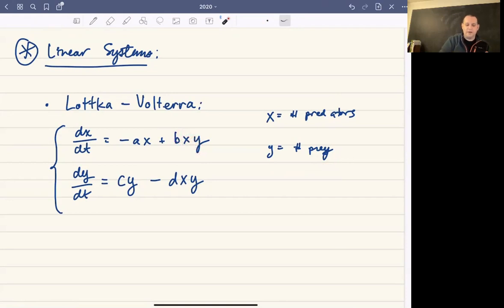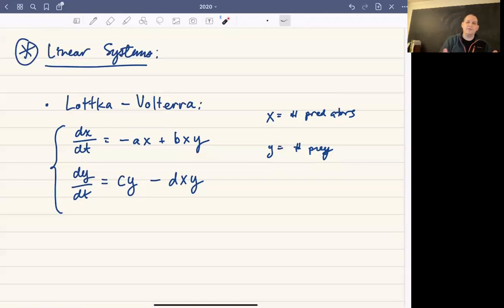However, if there is prey, then what's going to happen is that the rate of change of the predators is going to be proportional to the number of interactions between the predator and prey. So remember that if there's x predators and y prey, then x times y is the number of interactions between the two groups. Okay, so it'll be proportional to that.